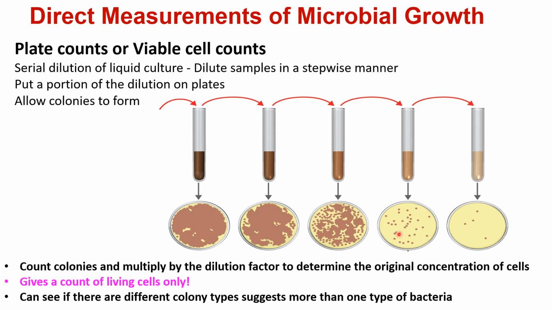Now, this method only gives living cells. Cells have to be able to form a colony. If they cannot form a colony, we can't see them. But the good thing is, many bacteria, when they form colonies, the colonies will look different for different bacteria. Not always, and we've seen this in class already. But if you can tell the difference between the bacteria based on their colony morphology, you can determine how many cells of each type were in the original culture.